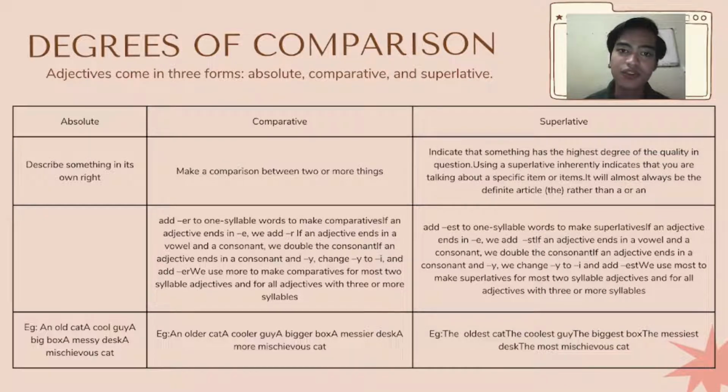An example for comparative is an older cat, a cooler guy, a bigger box, a messier desk, a more mischievous cat. And as for example for superlative, the oldest cat, the coolest guy, the biggest box, the messiest desk, the most mischievous cat.